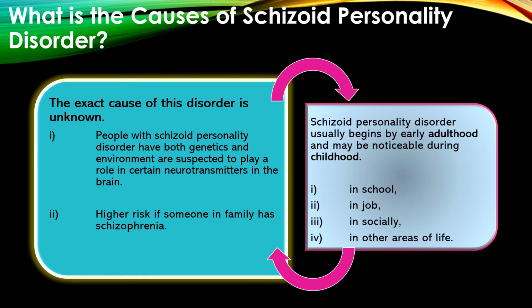What are the causes of schizoid personality disorder? The exact cause of this disorder is unknown. Let's see, there are some points that I would like to share. In people with schizoid personality disorder, both genetics and environment are suspected to play a role, along with certain neurotransmitters in the brain. Another point is a higher risk if someone in the family has schizophrenia. Schizoid personality disorder usually begins by early adulthood and may be noticeable during childhood, in school, at a job, socially, or in other areas of life.